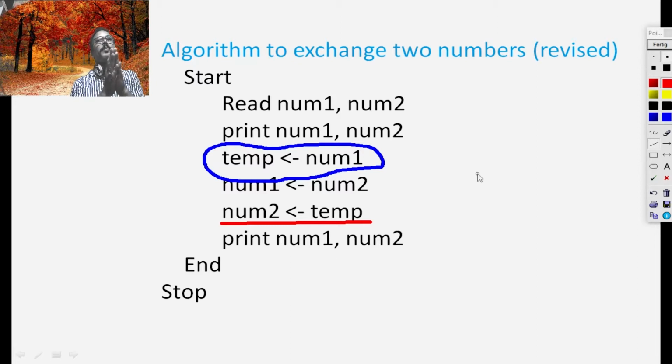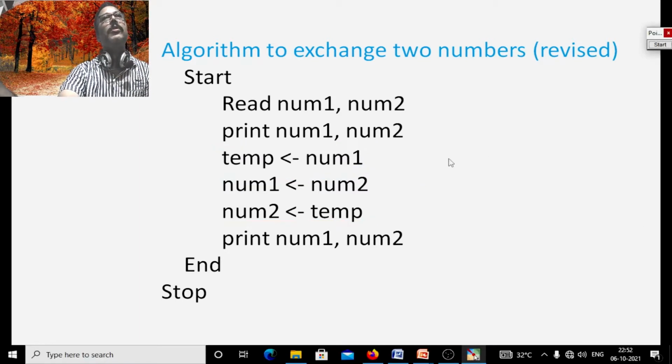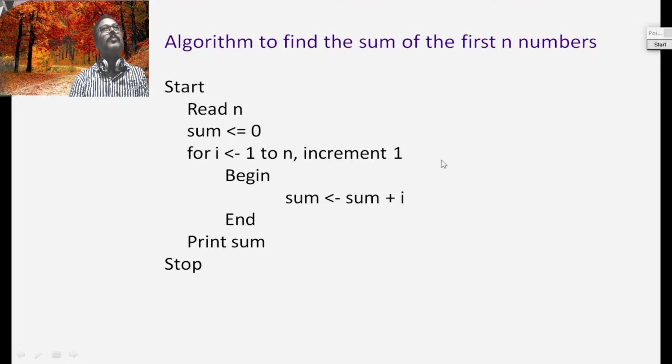Now, okay, fine. But how do you do this without using a temporary variable? Is it really possible? Exchanging of two numbers without using a temporary variable. It is possible, but I am not going to discuss it. So try it out. It is given as an exercise in the domain also. By adding etc. you can do it.